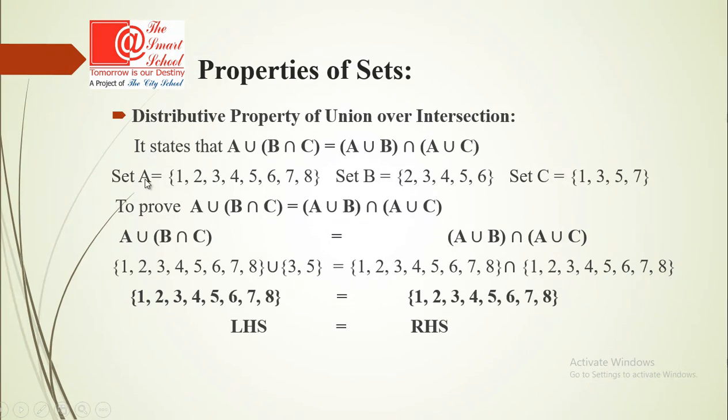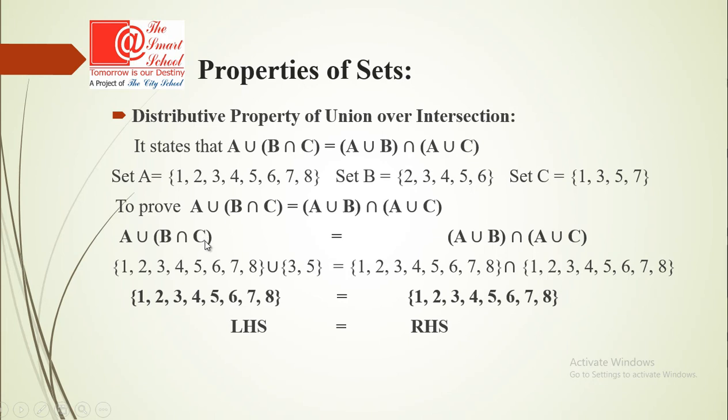Now set A is 1, 2, 3, 4, 5, 6, 7 and 8, and set B is 2, 3, 4, 5 and 6, and the elements of set C are 1, 3, 5 and 7. Now to prove that A union (B intersection C) is equal to (A union B) intersection (A union C), we will see A union (B intersection C).